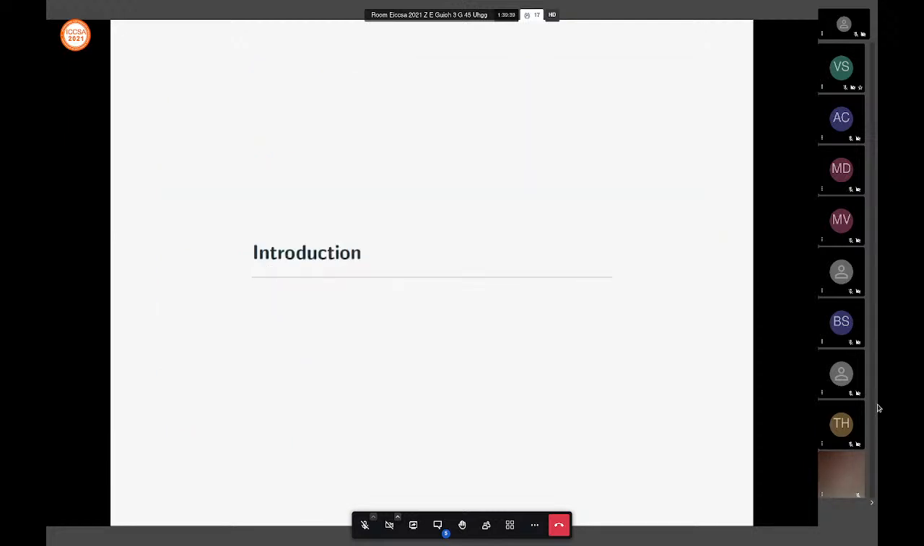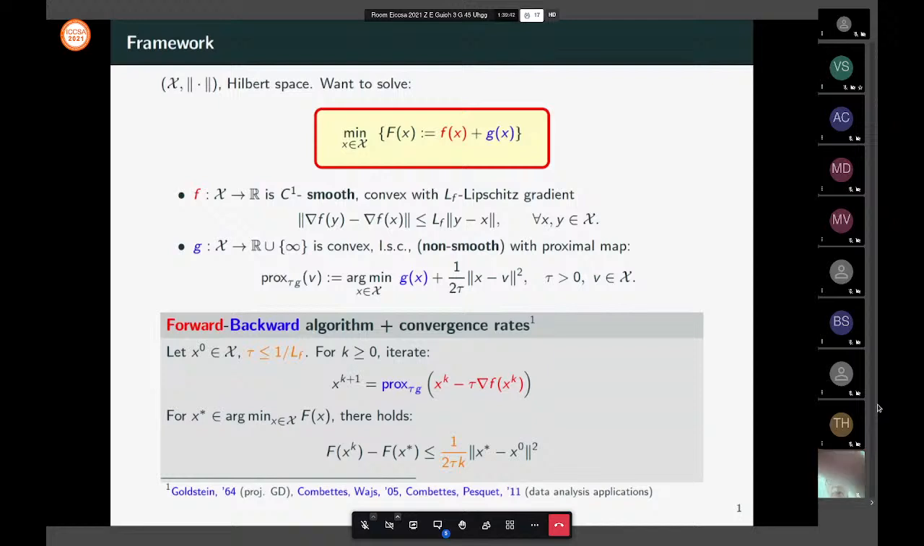Since the time is short, I just set up the scene very shortly. We are interested in solving a composite optimization problem of this form. We want to minimize a convex functional, which is the sum of two terms. The first one is supposed to be C1 smooth with an L_f Lipschitz gradient, whereas the second one is a non-smooth term. We access this term through the calculation of its proximal operator, which is defined in this form. Clearly the joint functional is then non-smooth due to the presence of g.